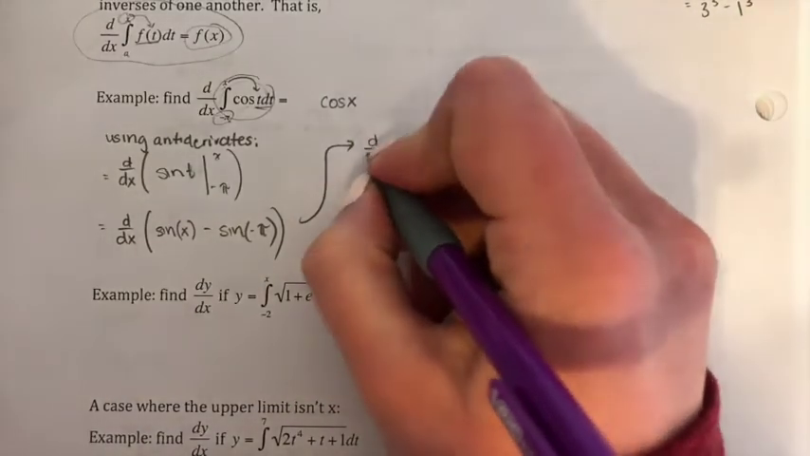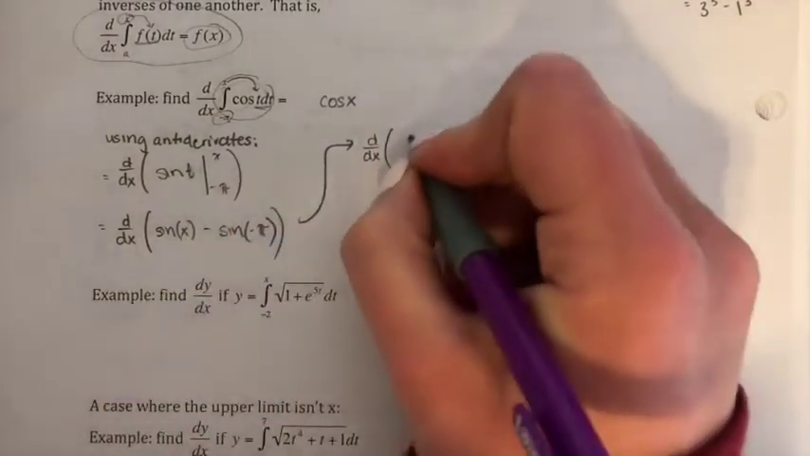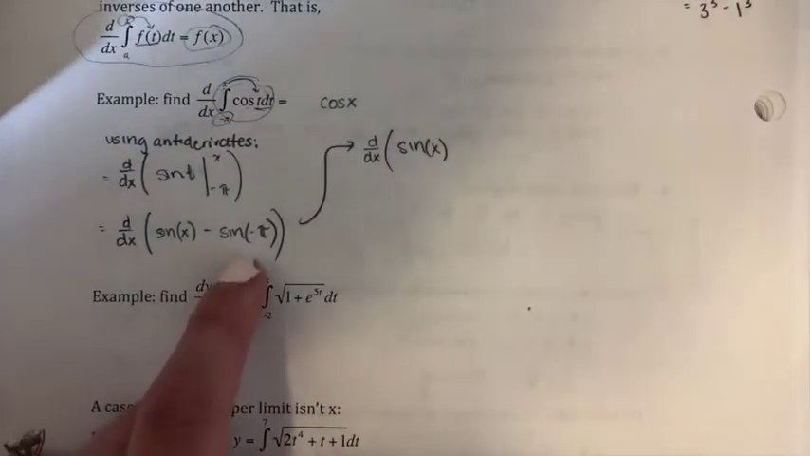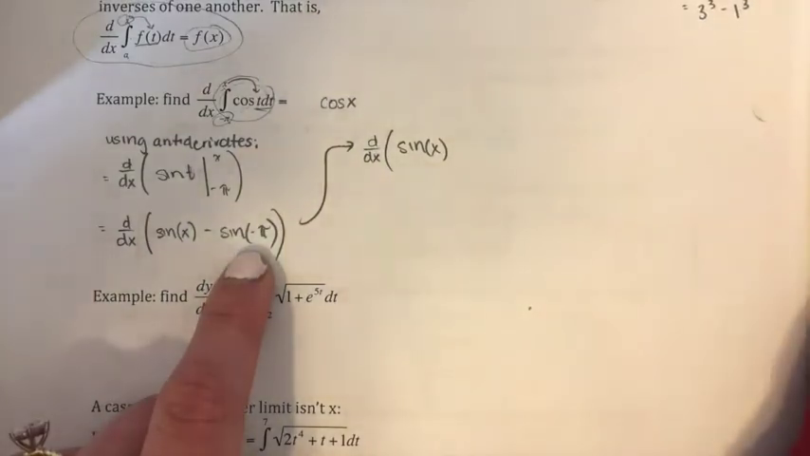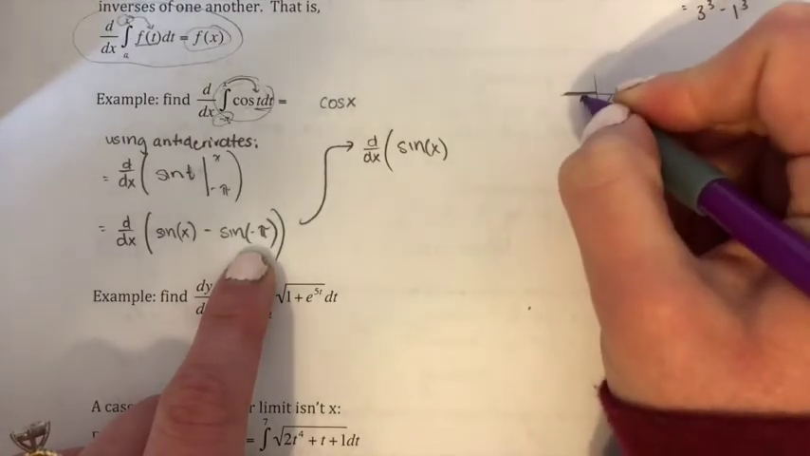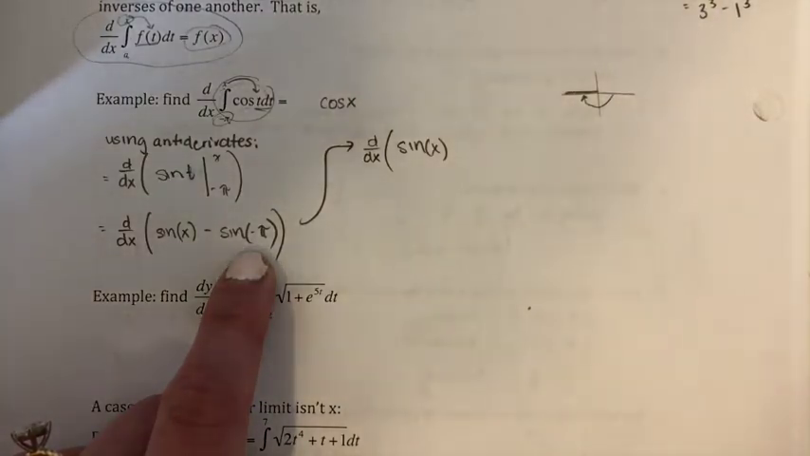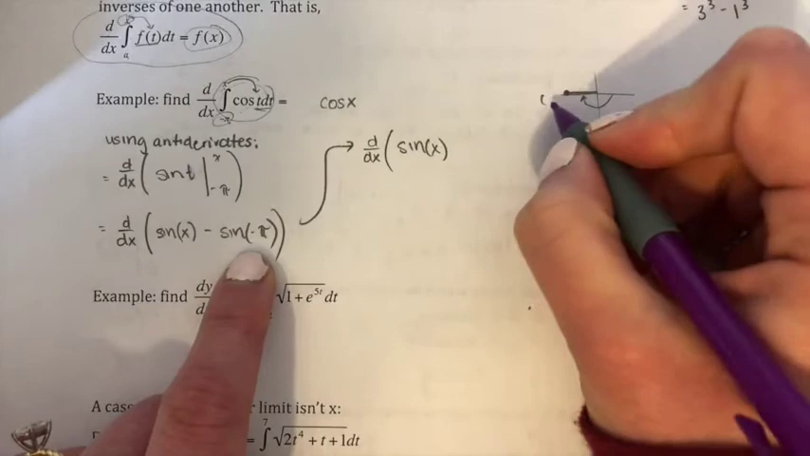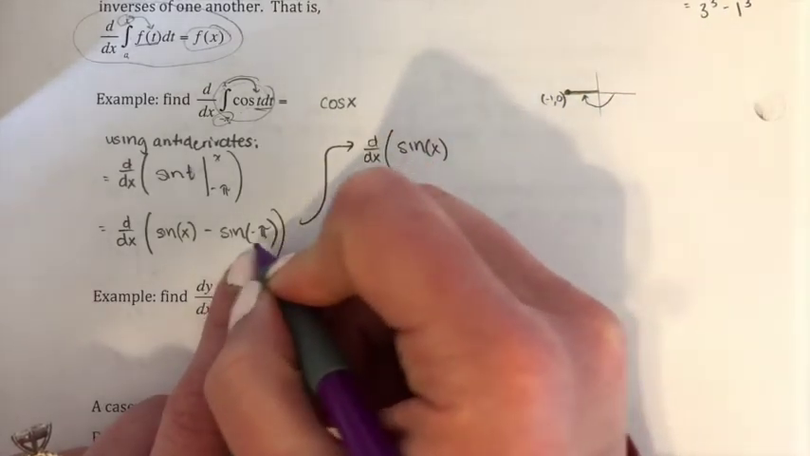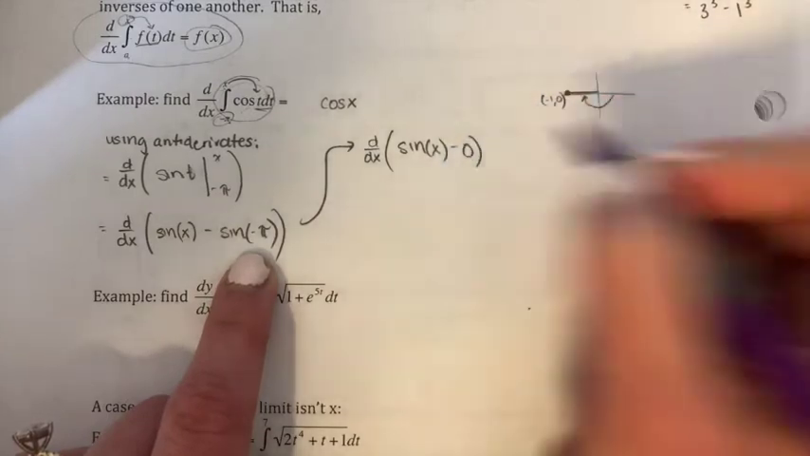So we're going to do the derivative of sine x. We can't replace with anything yet, but we can figure out what the sine of negative pi is. Negative pi is over here, right? If we go negative a full pi. So the sine at this point, remember this point has coordinates -1, 0. So the sine of negative pi is 0.